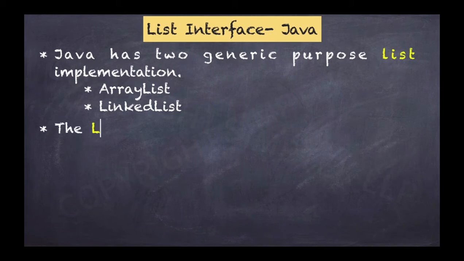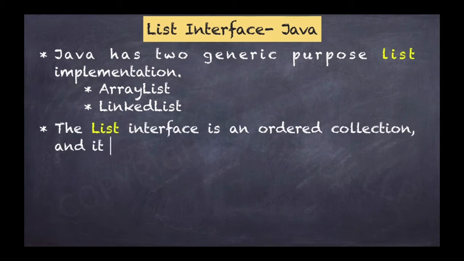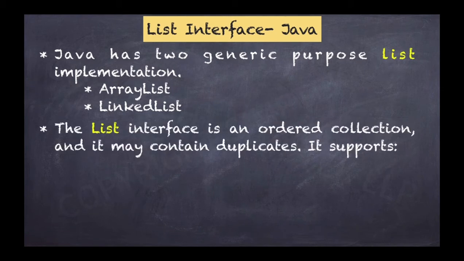The List interface is an ordered collection, and it may contain duplicates. It supports the following operations. The methods such as get, set, add, addAll, and remove allow positional access.